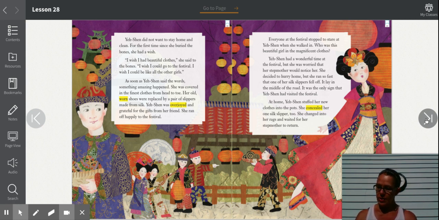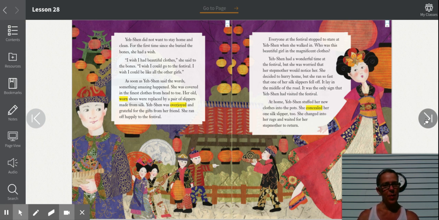As soon as Yeh-Shen said the words, something amazing happened. She was covered in the finest clothes from head to toe. Her old worn shoes were replaced by a pair of slippers made from silk. Yeh-Shen was overjoyed and grateful for the gifts from her friend. She ran off happily to the festival.